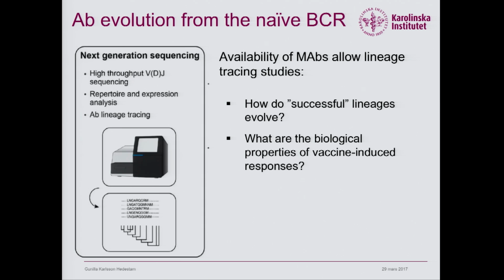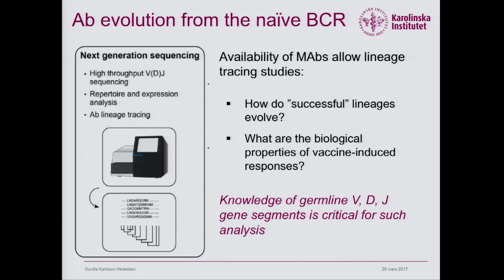There are many additional questions about the biology of the response that you can study if you combine monoclonal antibody isolation and NGS. That includes aspects such as what is the fate of these antibodies, where are they archived, which immune compartment, what is their persistence in relation to each other, is there competition between different clones, and what are their isotypes. So these are the questions that we're very actively investigating.